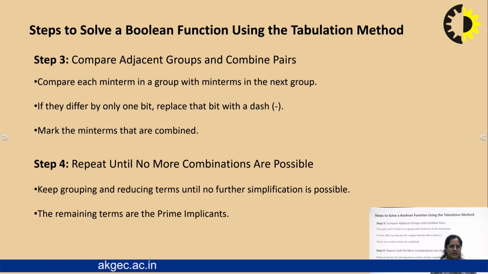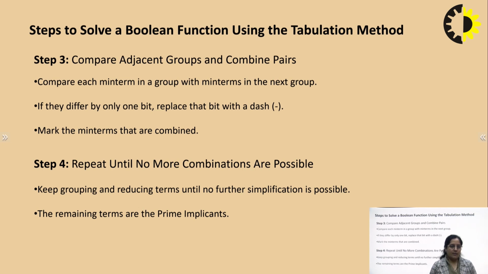So, these are the steps. We take one example and do the calculations according to these steps, and we will learn how this method helps us to find the reduced expression after minimization. Now we have to repeat step number 3 till we don't have any further simplification, or we can say grouping is no longer possible.